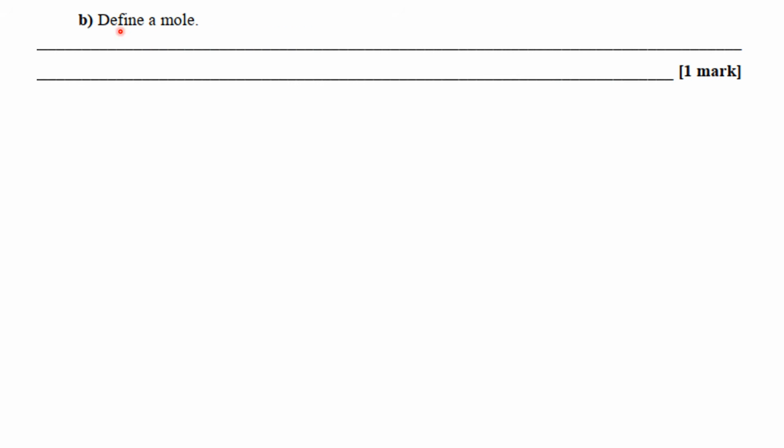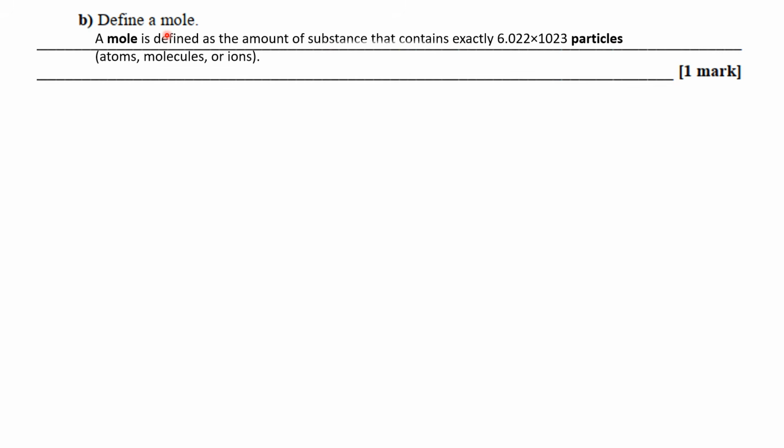Number B, part B, 3B: define the term mole. The term mole is defined as the amount of substance that contains exactly 6.022 times 10 to the power 23.